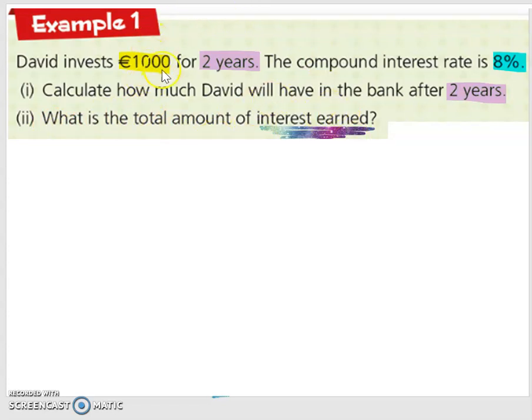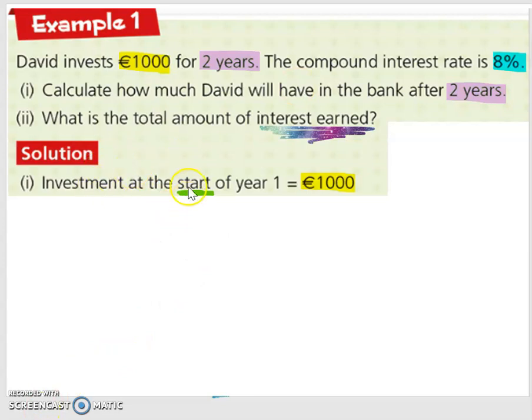So David starts off with €1,000. That's his principal amount. He puts that into the bank. He keeps it there for 2 years, and he's going to earn a compound interest rate of 8%. So that means he's going to get 8% interest on €1,000 in the first year, and whatever amount of interest he gets is added to the €1,000. And then in the second year, he gets 8% interest on the €1,000 plus whatever interest he got in the first year. So that's why it's known as compound interest, because it gets compounded.